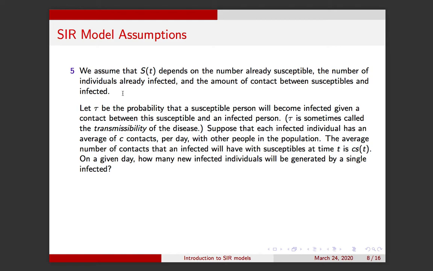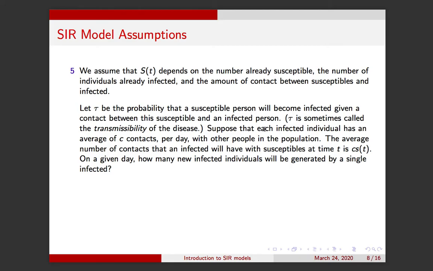Anyway, so given a contact, there's some probability that you'll become infected if you're susceptible. Okay, so if I cough in your face and I have COVID-19, you are not guaranteed to become infected, right? There's always some probability at play. So tau is basically that probability, sometimes called the transmissibility.